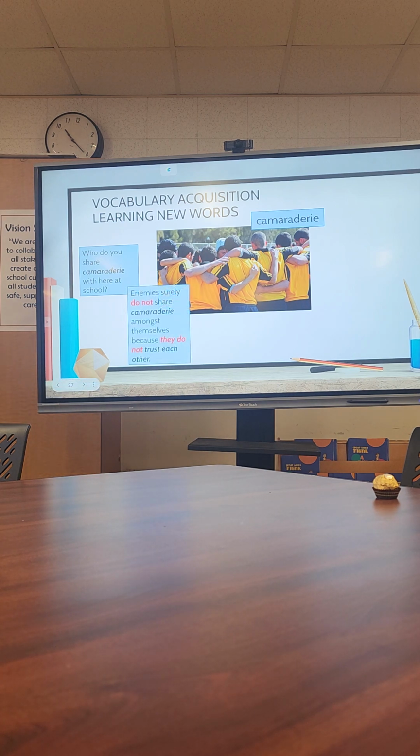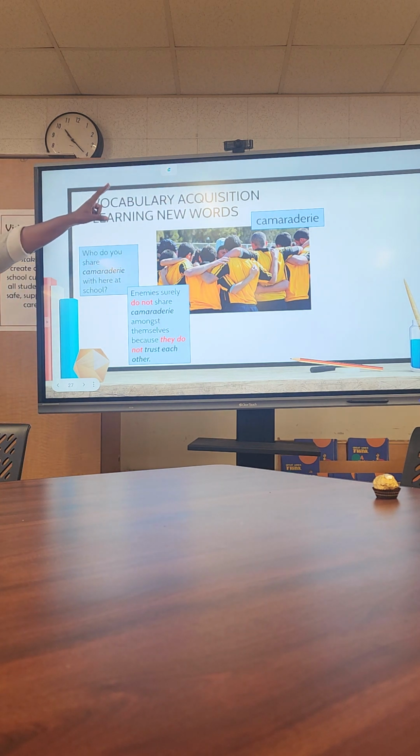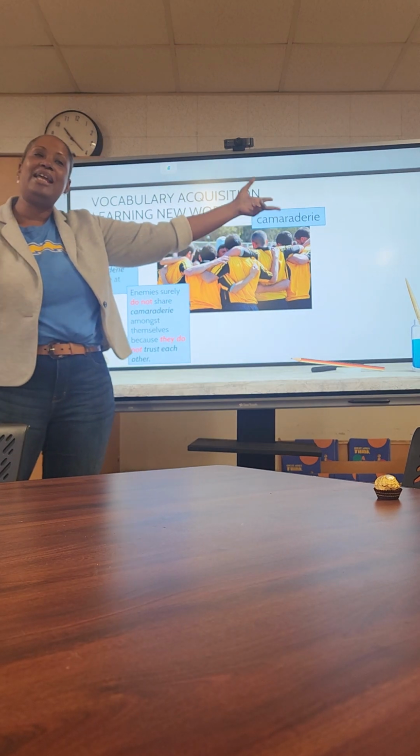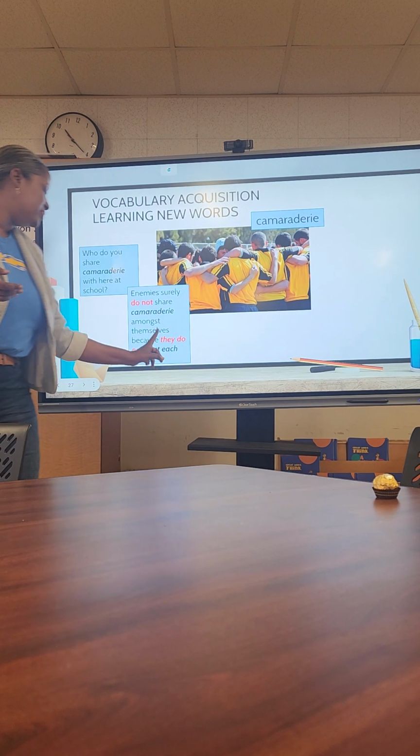Okay, then I'm going to give a non-example. Enemies surely do not share camaraderie amongst themselves because they do not trust each other. So camaraderie is a form of friendship, but what else is a condition of camaraderie? Does anybody know? Trust. What kind of trust? Mutualistic trust, right? So that is a nuance of camaraderie that might change with friendship. Ideally, we all want to trust our friends, right? But to have true camaraderie, you have to have mutual trust.